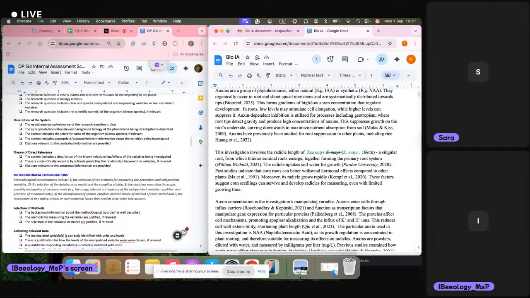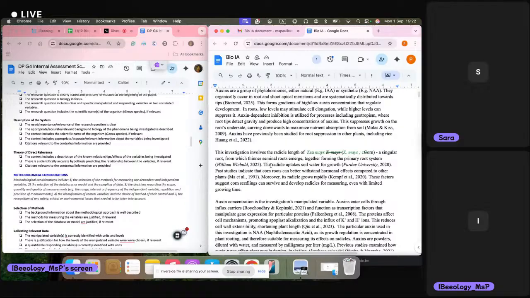All right, so let's see here. A singular root from the thinner seminal root emerged together, forming a primary root system. All right, so that explains the radicle. But we want to talk about radicle growth. So, what constitutes radicle growth? I think that would be a more concise way to put together a background, right? Rather than taking a lot of things.